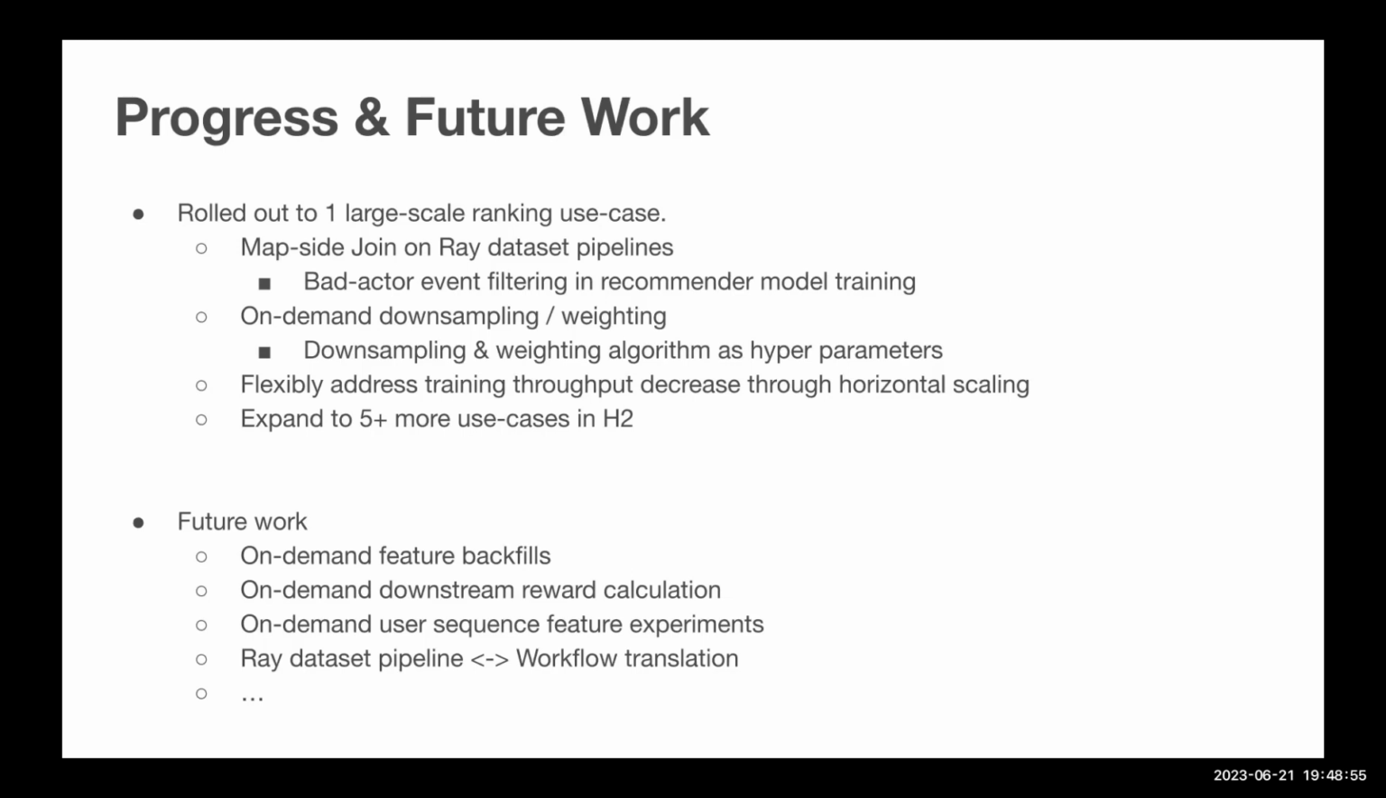Right? Then our plan is to expand to 5 or more use cases in H2. Future work, exciting stuff that I talked about earlier, all falls in here. Right? I think we've proved that it's going to work, and we're going to aggressively chase this down. On-demand feature backfill, we can actually perform a variety of applications that might require joins. Some downstream reward calculation, user sequence experiments, and then we also will be investing in the dataset pipeline to workflow translation. They are homomorphic.